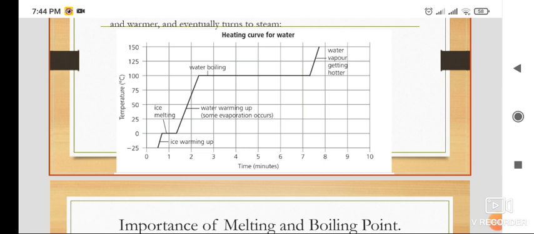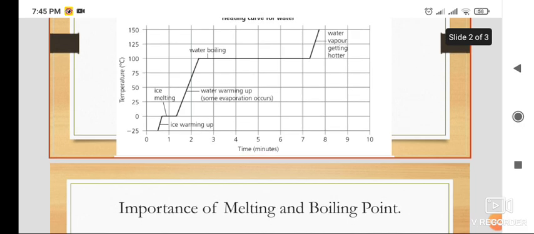But after some time the graph of temperature starts rising again. This is because the extra energy is used in changing state from one state to another, meaning from liquid to gas at its boiling point.